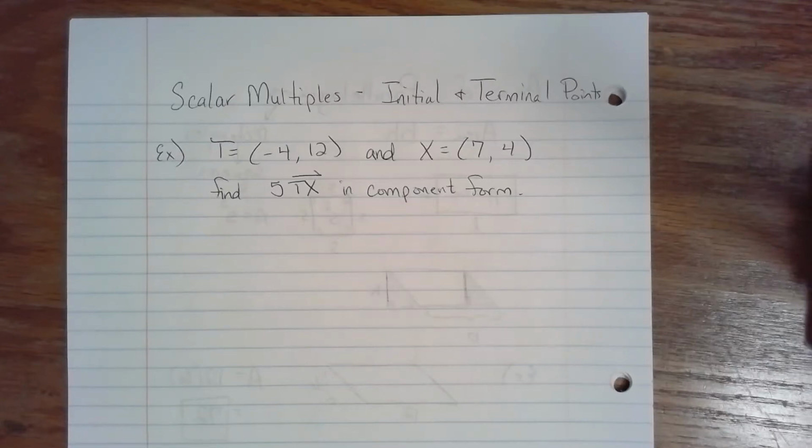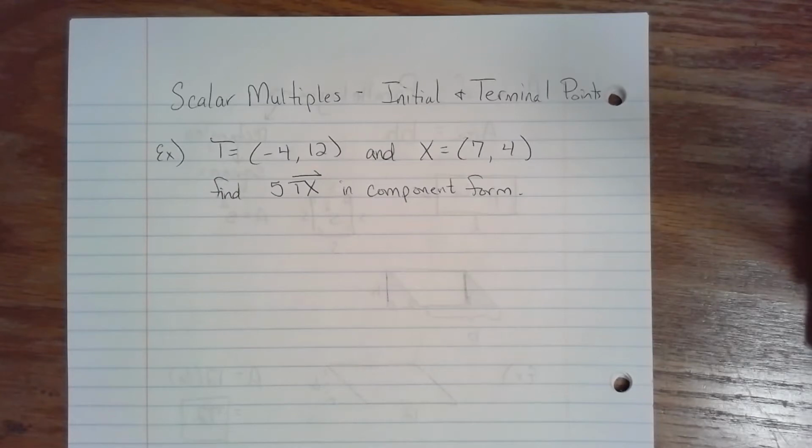All right, to continue our discussion here on scalar multiples, I'd like to do one that gives you the initial and terminal point for a particular vector. Here they're asking us to find the vector 5tx. And what that means is we're going to have some vector from the point t to x, which we can find. We were given both t and x.